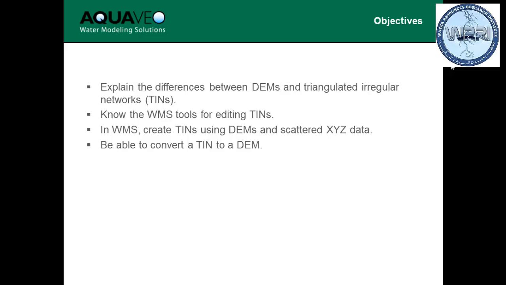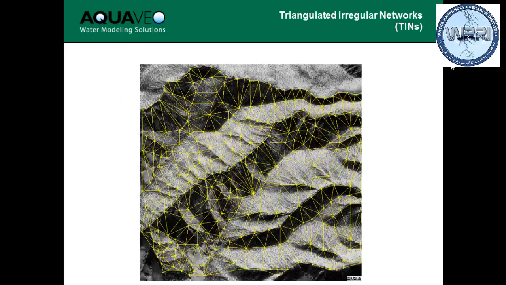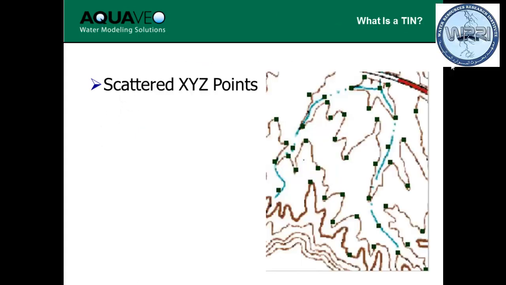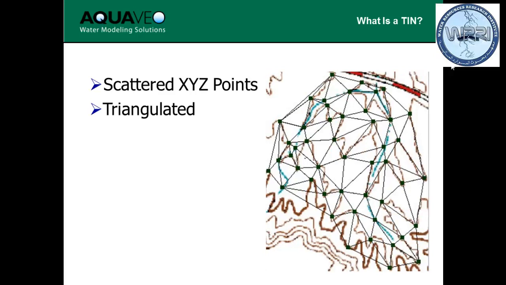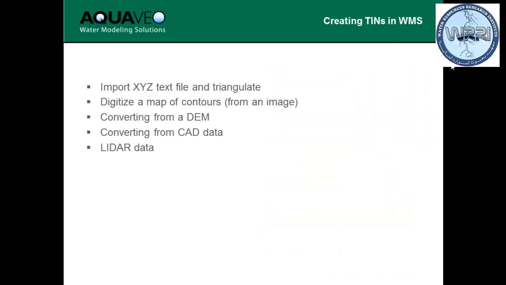There are different ways of getting tins into WMS. We're going to talk about some of those. And you can always convert between them: if you have a DEM, you can create a tin, and if you have a tin, you can create a DEM from that. This is a tin, and a tin is just scattered XYZ points that are connected by triangles. And there are several ways to get tins into WMS.